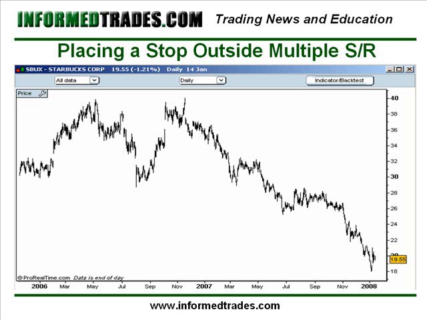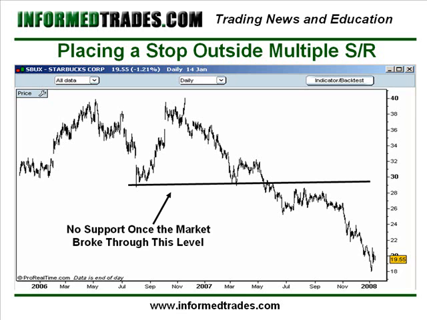We've got a chart of Starbucks, and once the market breaks through this support line here, there's nothing below that. If we were trading that back in May, that would have been completely white space below that, and entering short there, you would have no levels of support to potentially hold the market up. So that's a pretty good situation there from a short entry standpoint.